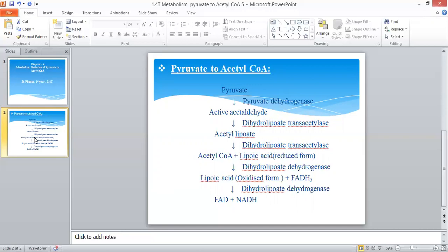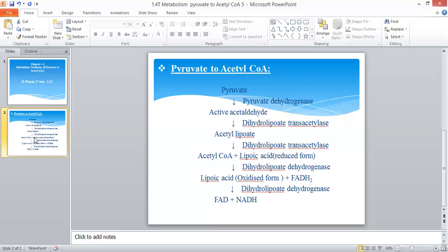Then reduced lipoic acid is converted back to the oxidized form. The reduced form of lipoic acid combines with FAD and gets converted to the oxidized form. FAD accepts hydrogen and is converted to FADH2. This reaction is catalyzed by the enzyme dihydrolipoate dehydrogenase.